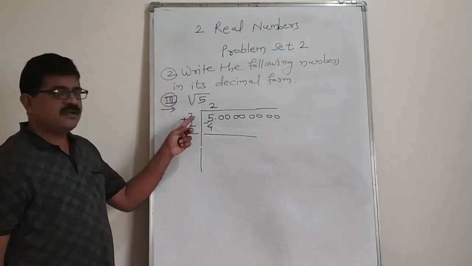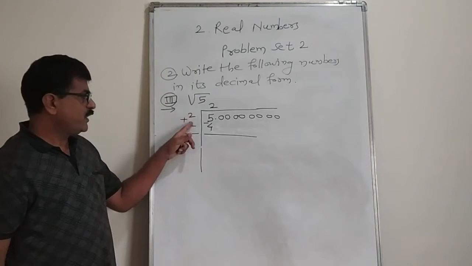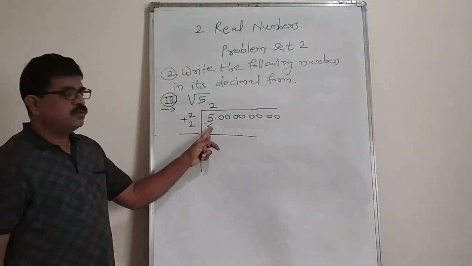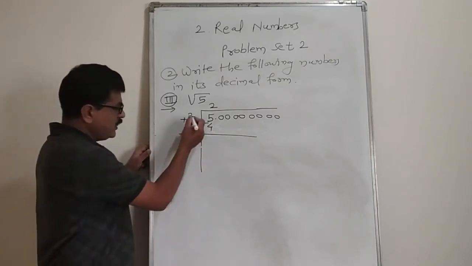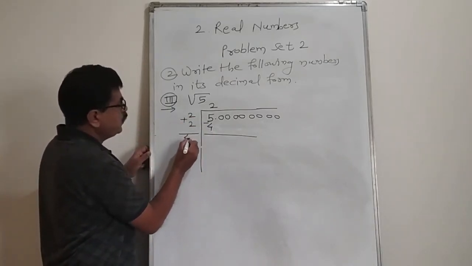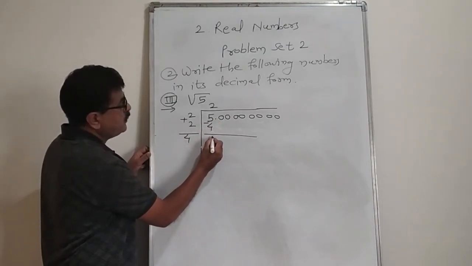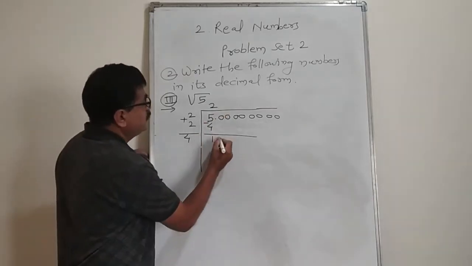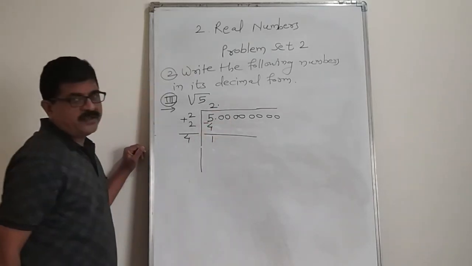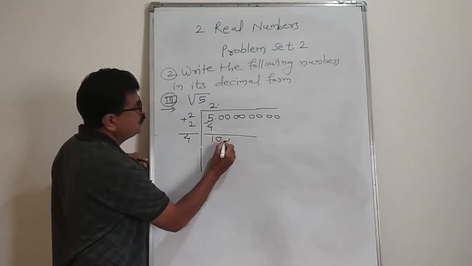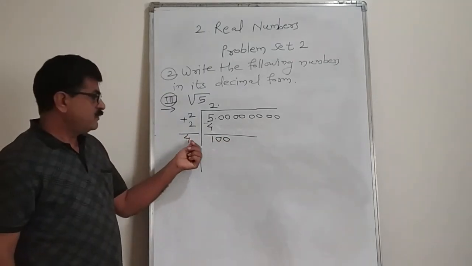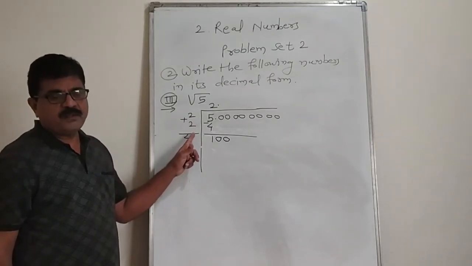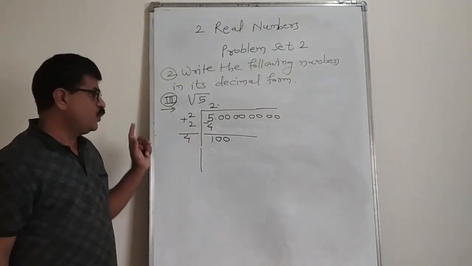Now the first divisor is 2, therefore 2 into 2, write down here 2. Multiplication of these 2, 2 into 2 is 4. Now taking addition, 2 plus 2, 4. Subtraction, 5 minus 4 becomes 1. Now take the decimal point, take 2 zeros. Now take numbers: if we take 1 here, here also 1. If we take 2, here also we take 2.